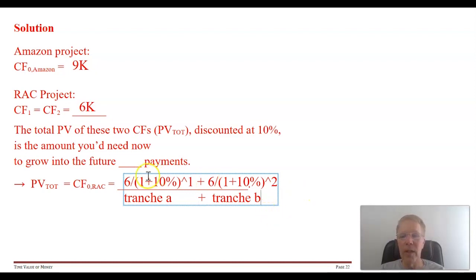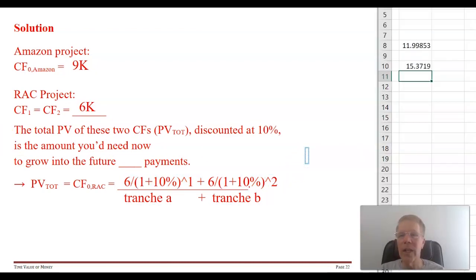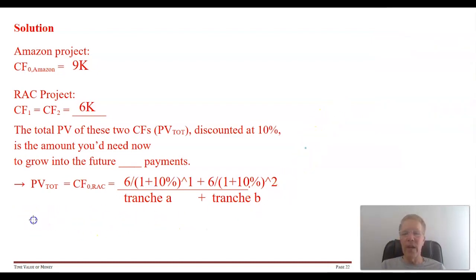plus tranche B. All right, so once again, we're going to take this into Excel and see what we get here. All right, we get 10.41 thousand. Okay.